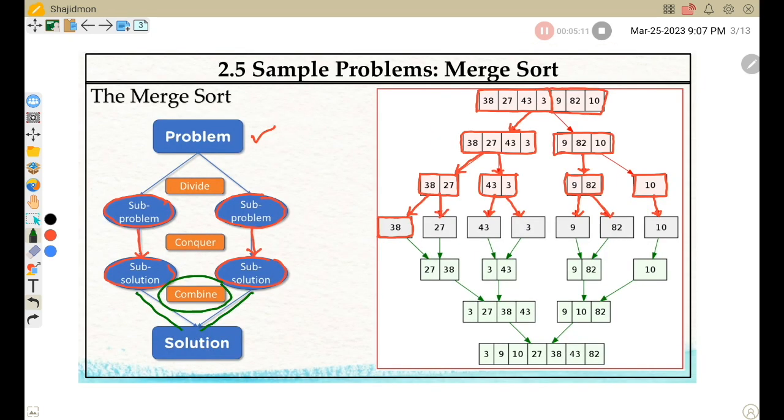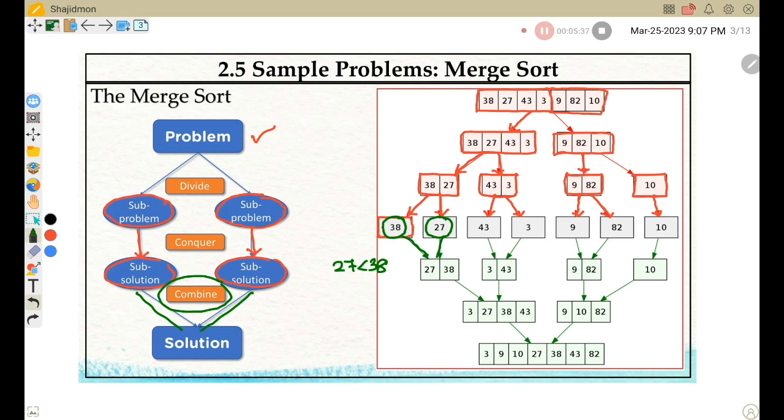You can see, for example, that 38 and 27 are merged and sorted, written together as one list. We compare these two elements, 38 and 27. Which is the smallest element? 27 is less than 38. Correct? 27 is the smallest one, and because we are sorting in increasing order, the small one we write first.